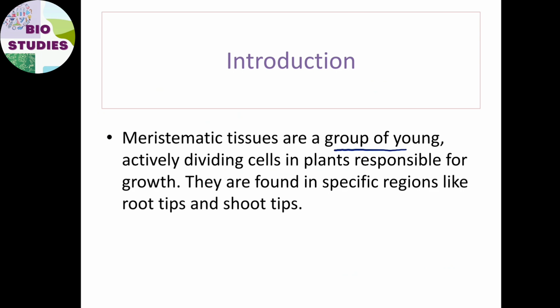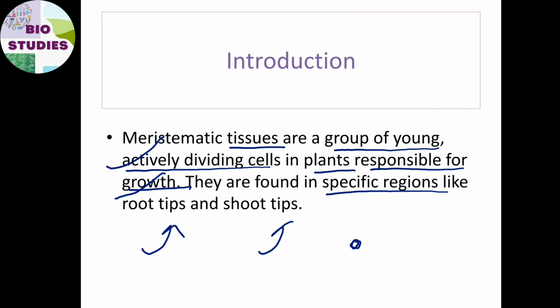Meristematic tissues are a group of young, actively dividing cells in plants that is responsible for growth, and they are found in specific regions. We all know tissues are a group of cells that have a common origin and they usually perform a common function. These meristematic tissues are a group of cells which are actively dividing in plants and are responsible for growth. And these are found in specific regions like the root tips, shoot tips, right?